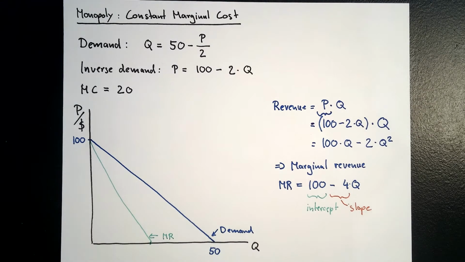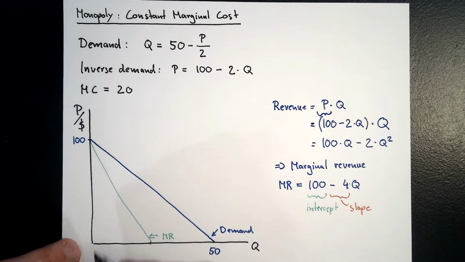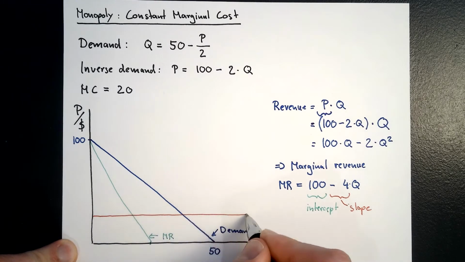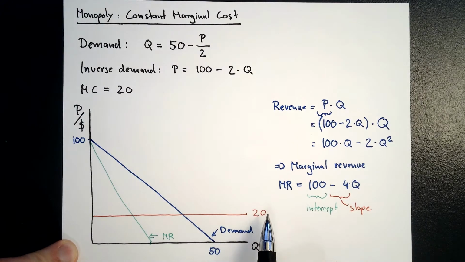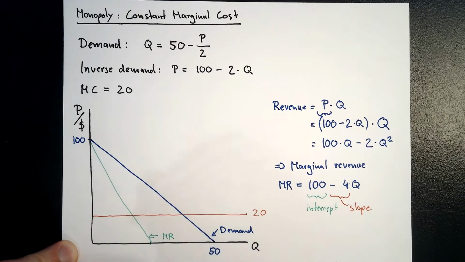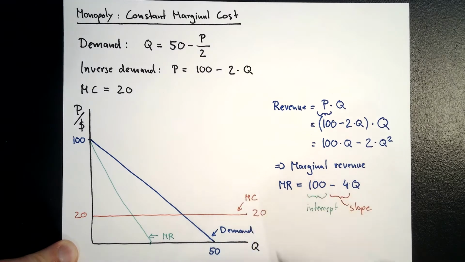Now, we said before that we are in the case where the marginal cost function is constant, and the marginal cost is at 20, and hence we have a marginal cost function that is a straight line. The marginal cost does not depend on the quantity, and hence we have a straight line. And so this is the marginal cost.